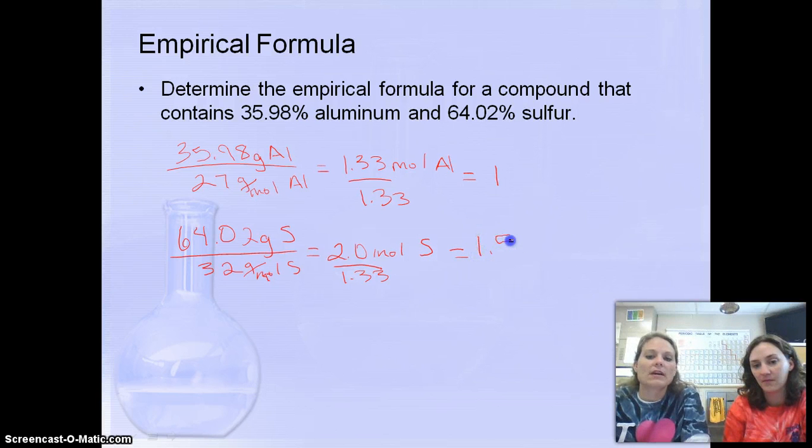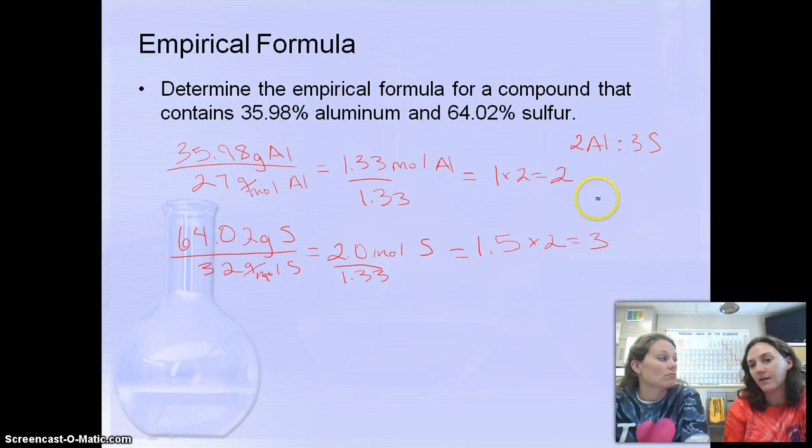This is where we have to pay attention to our rounding rules. The 1.5, we are not allowed to round up or down. We have to multiply. And when you multiply one of them, you have to multiply both of them. So if we multiply by 2, we're going to get it to a whole number of 3. Then we have to multiply the aluminum by 2, and we get a 2. This is your final number, and it will be your subscripts. So basically what we're saying is you have 2 aluminum to 3 sulfurs.